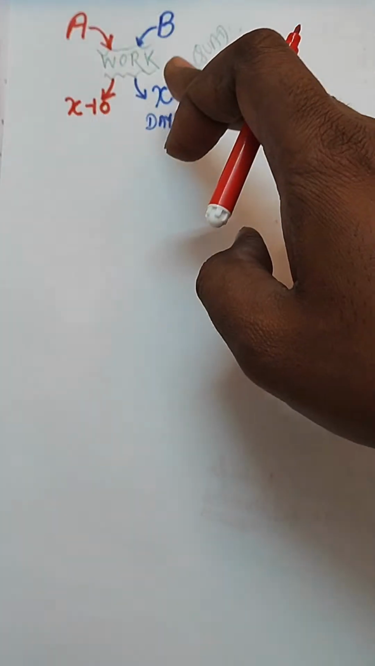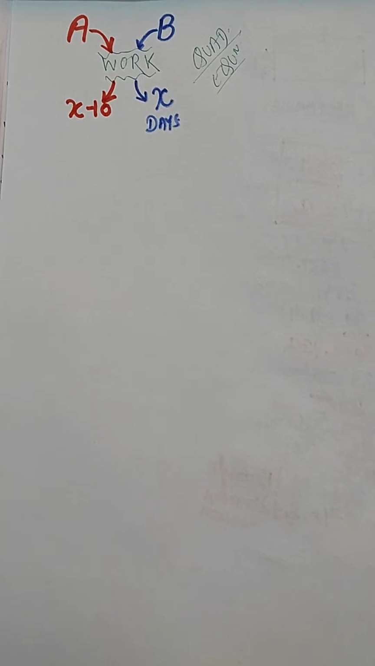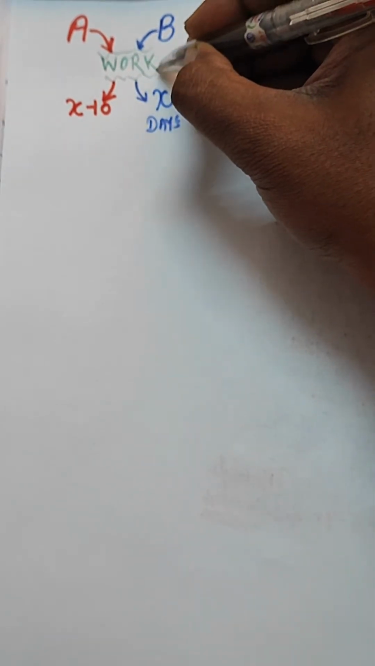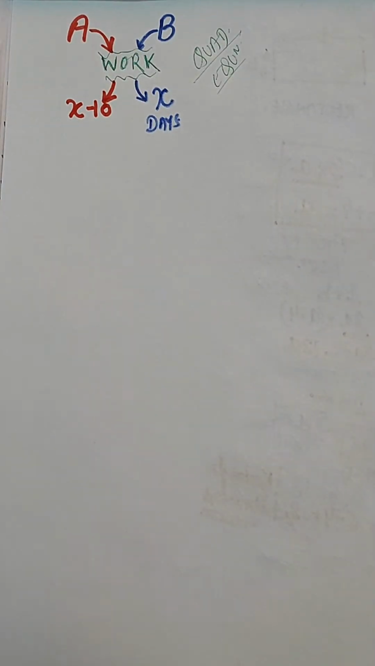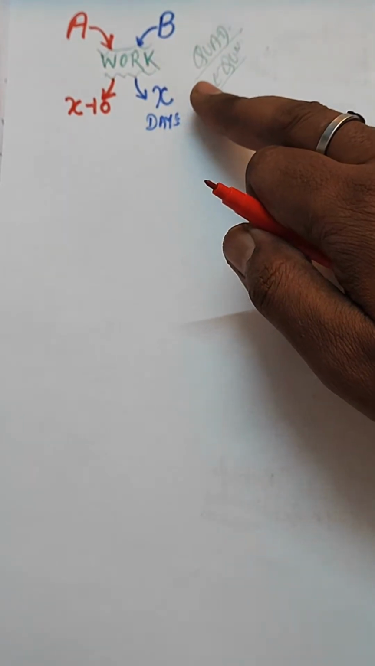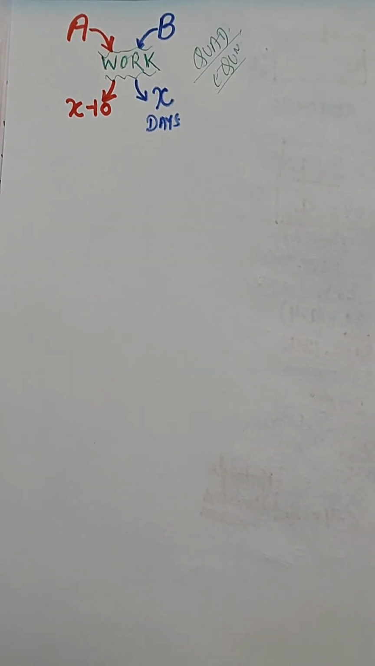My dear friends, this scenario is given to you, and this is the work. Let me write it again: work. The same work they are doing. When you capture one laborer from the market, one may work efficiently and one not. Anyway, the question says A takes 10 days less than B, so let us say B takes x days and then A takes x minus 10. We can represent it like this.